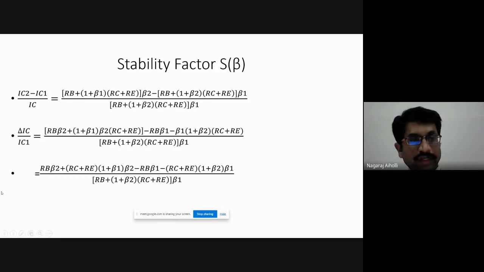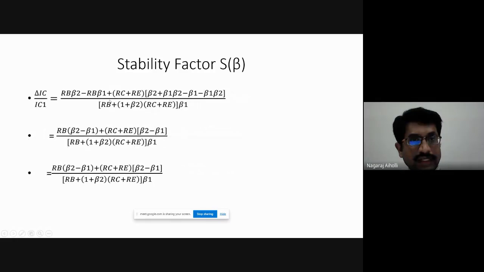Simplify further. This is RB beta 2, plus (RC plus RE) is there in this term, and (RC plus RE) is there in this term also. Take it as a common factor. Therefore, RB beta 2 plus (RC plus RE) multiplied by what we get inside, 1 plus beta 1 into beta 2. Here also there is (1 plus beta 1) beta 2. Okay, so (RC plus RE) into (1 plus beta 1) beta 2 minus, we have still not taken common factor, minus RB beta 1 minus (RC plus RE) into (1 plus beta 2) beta 1. Okay, divided by [RB plus (1 plus beta 2) into (RC plus RE)] into beta 1.